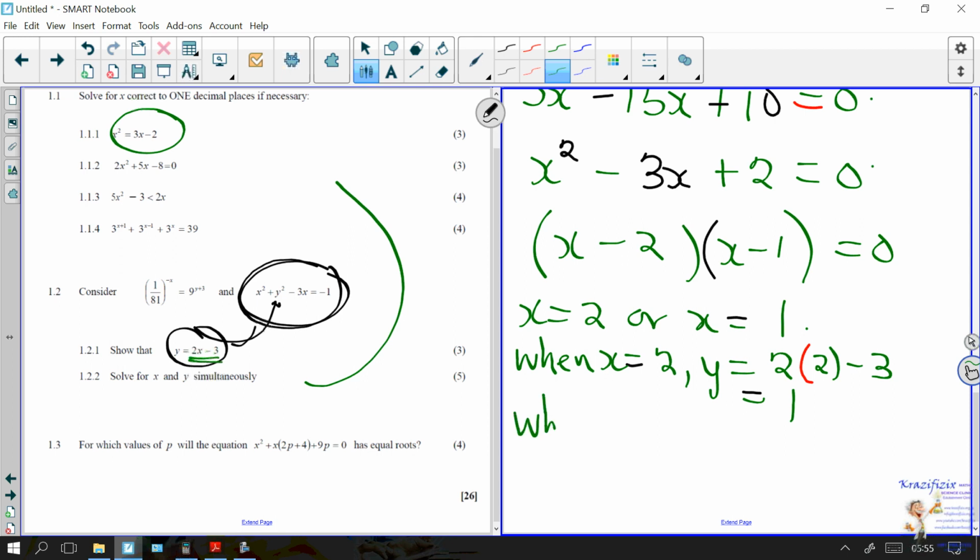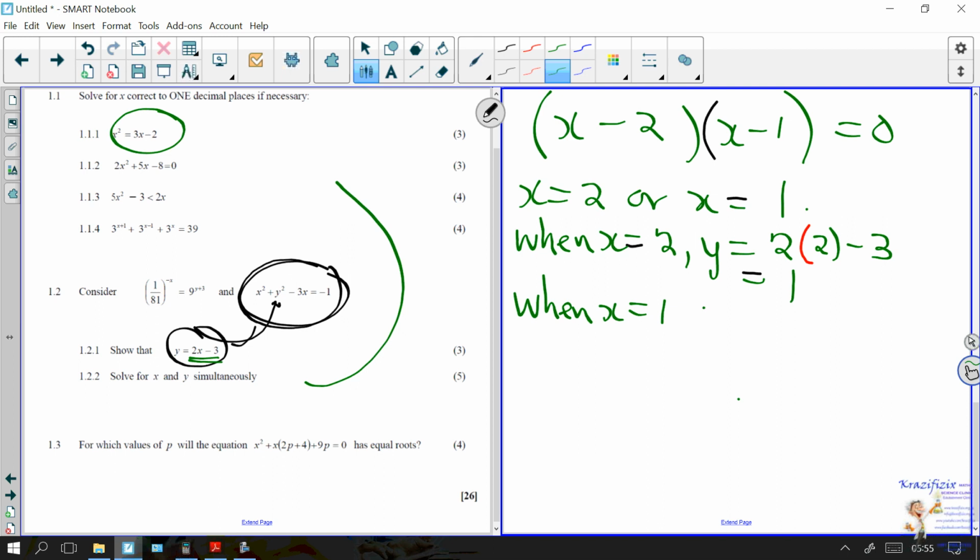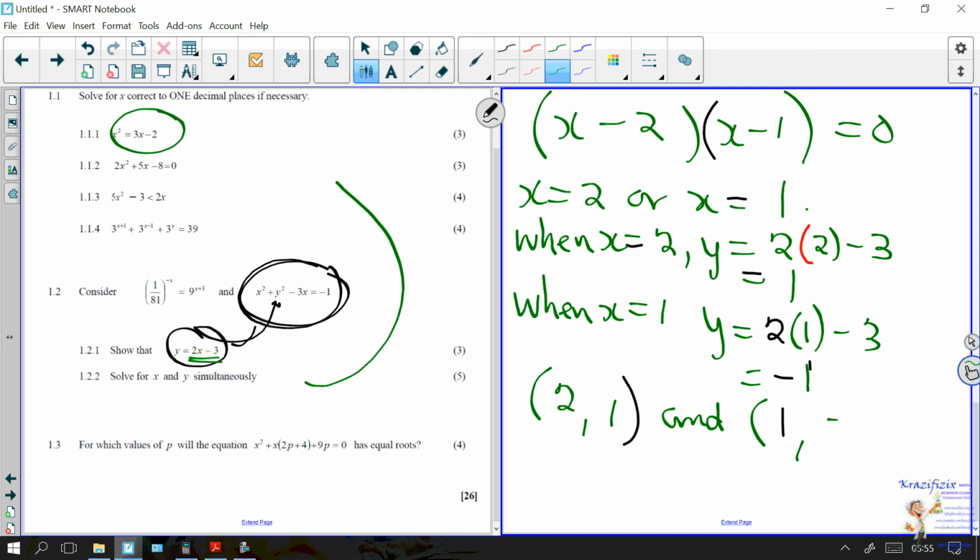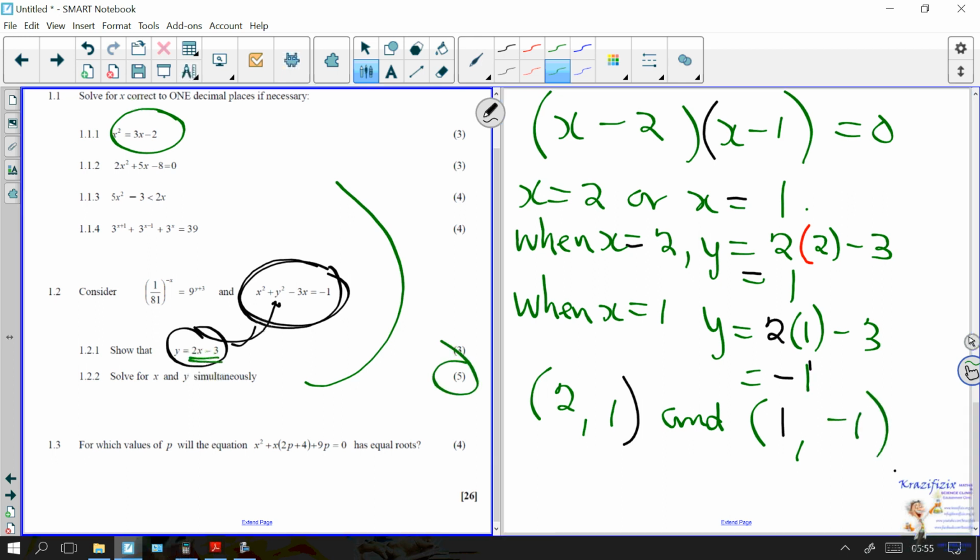When x is equal to 1, what is my y? y is 2 into 1 minus 3, which is 2 minus 3, which would give me negative 1. So what are my answers? We can put them together. When x is 2, y is 1. And when x is 1, y is negative 1. You have 5 marks quickly there.